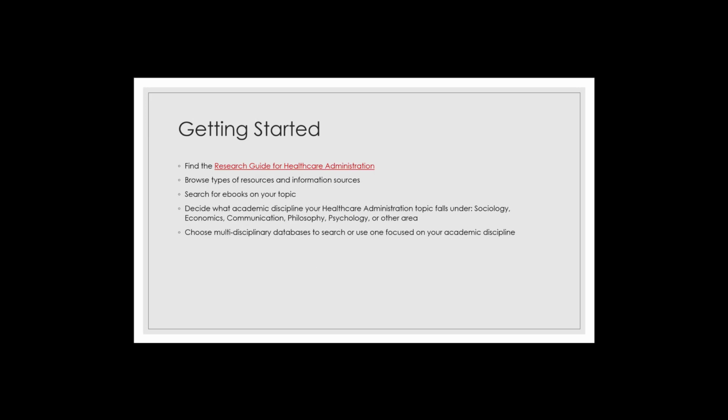To get started, go to the Hannon Library website and find the Research Guide for Healthcare Administration. You can use this guide to browse available resources, search for ebooks, and determine which databases are more relevant to your capstone project. Healthcare administration is an interdisciplinary field, so relevant databases fall under a number of different subject areas.